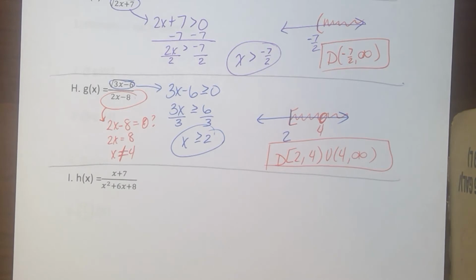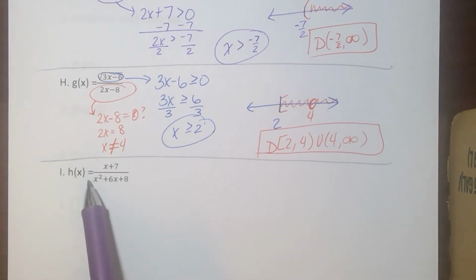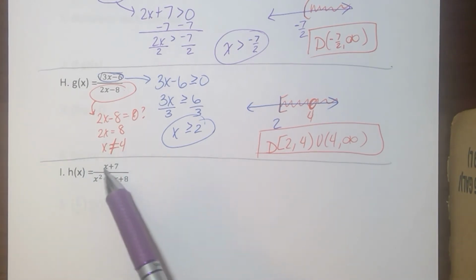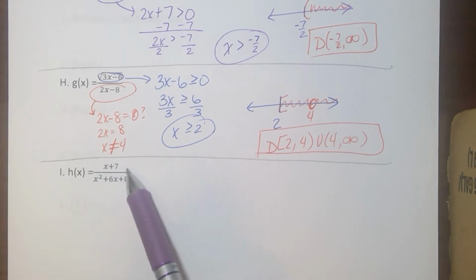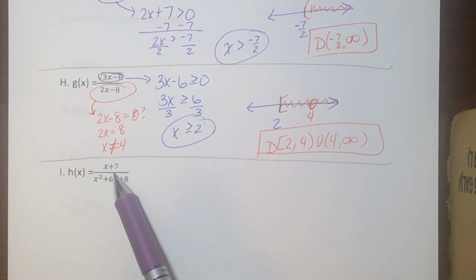Okay, one final example here before we move on to something else. On I have h of x. I have x plus 7 in my numerator. Nothing wrong there. It can be whatever it wants to be. Any value for x is fine.